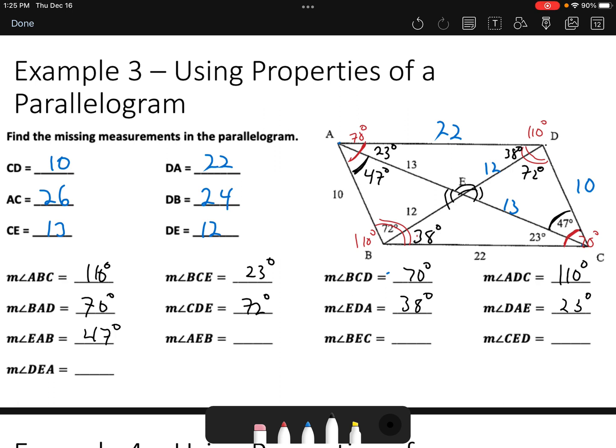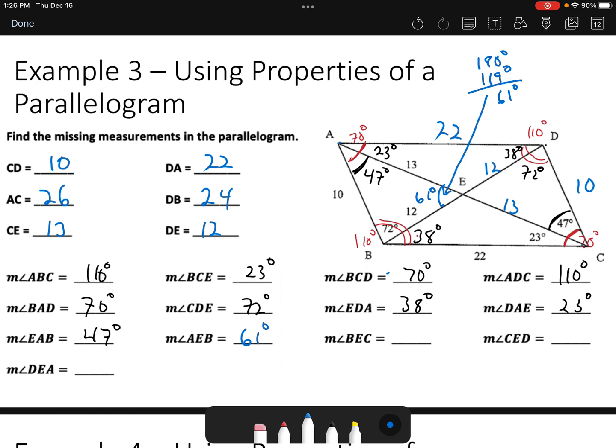AEB, oh, this is a new one. How about this one, and this one, and this one, and this one? That's going to be interesting. Well, how do we find those? We haven't talked about those, have we? Well, they're all in triangles though, right? And how many degrees are in a triangle? 180. So if we're going to find AEB, that's this angle, we know that 47 plus 72 is 119, so that angle would be 180 minus 119, which is 61 degrees.